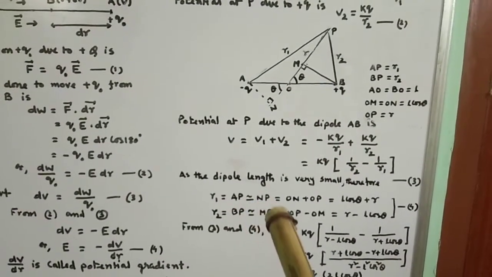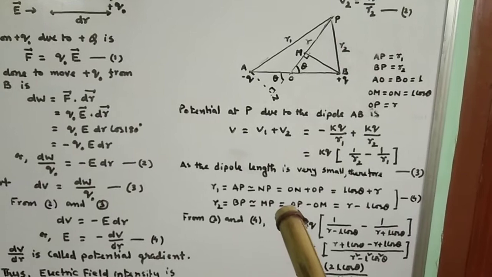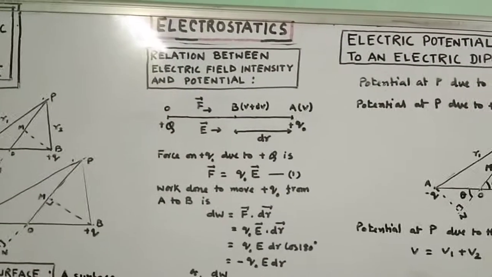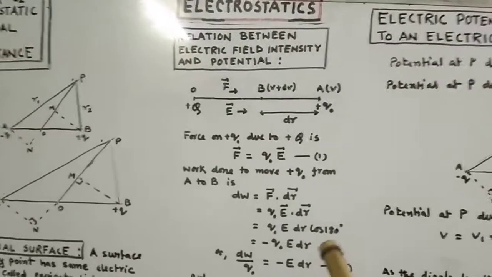R1 equal to AP equal to NP and R2 equal to BP equal to MP. Okay, next topic we are going to discuss: relation between electric field intensity and potential.